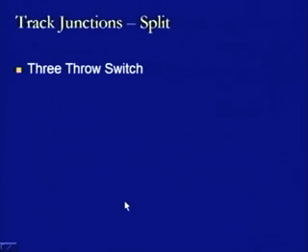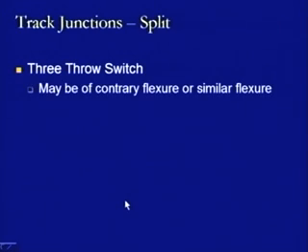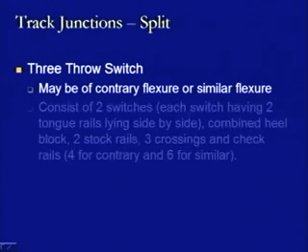Then we come to another category of the split track junction, that is the 3 throw switch. In the case of a 3 throw switch, it may be of contrary flexure or similar flexure, that is if there are 3 switches, 3 throws which have been provided in 3 directions the traffic can move, then out of those it may happen that the 2 may be coming contrary to each other or may be having the similar flexure as we have seen in the previous first 2 categories.